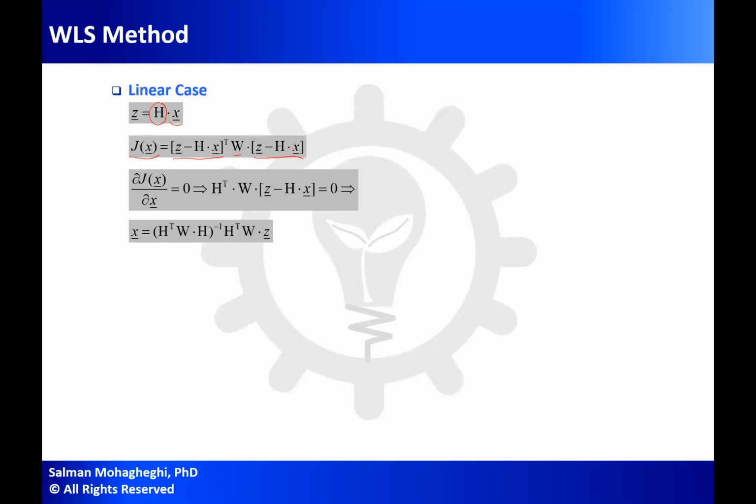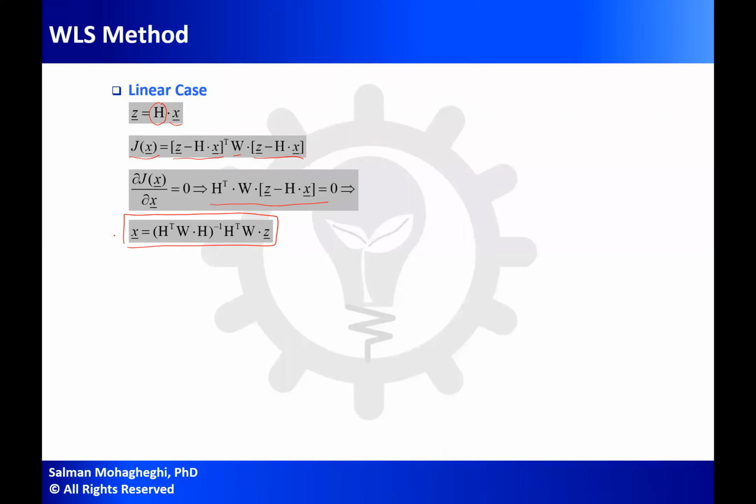If you repeat the calculations I showed you earlier, you will get an equation like this: h transpose w z minus h times x equals 0. Notice that this is a linear set of equations. Because it's not nonlinear, we do not have to find an iterative solution. So the solution to this would be direct, and it would be something of this form. That would be the solution to the linear case.